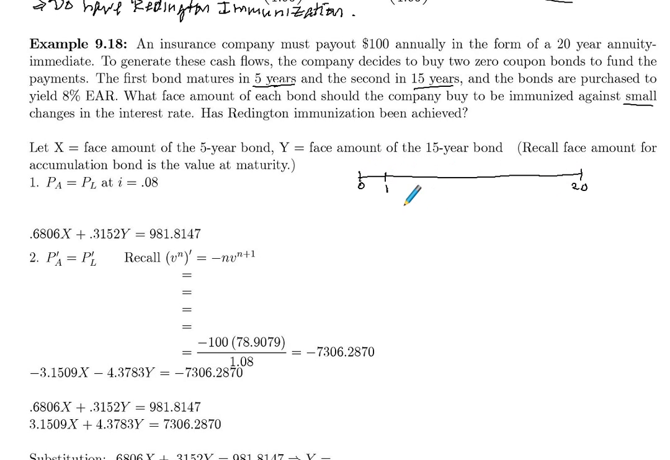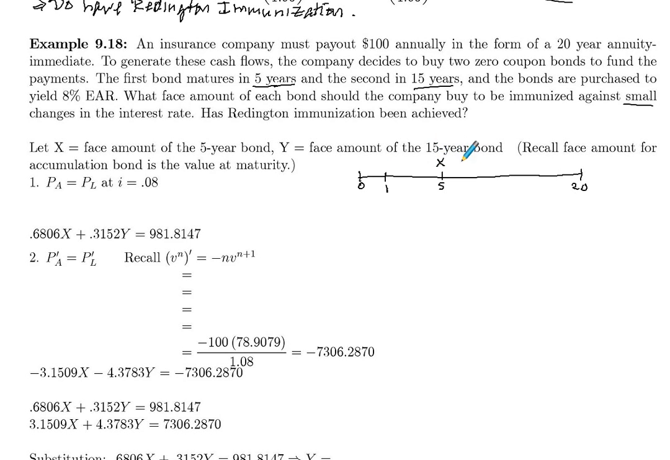And we are going to have, let's put our assets above the line. So we are going to have an asset mature at 5 years. So that's going to be in here somewhere. And that's going to be the face amount X.